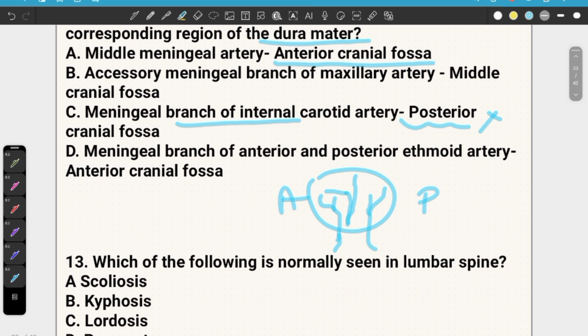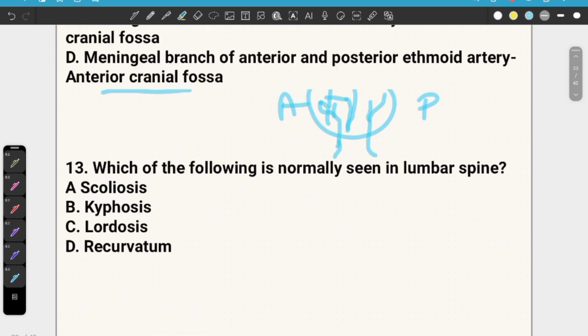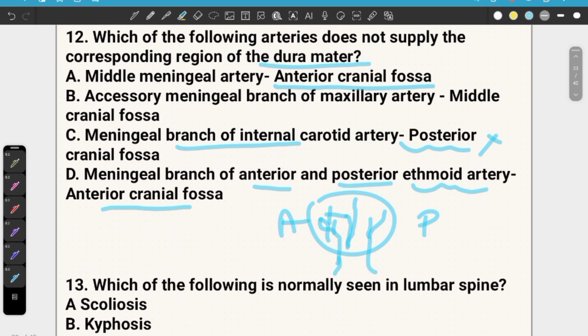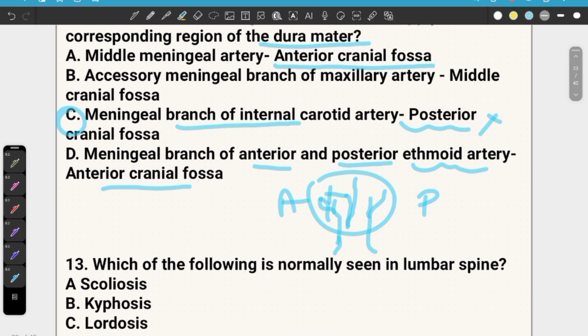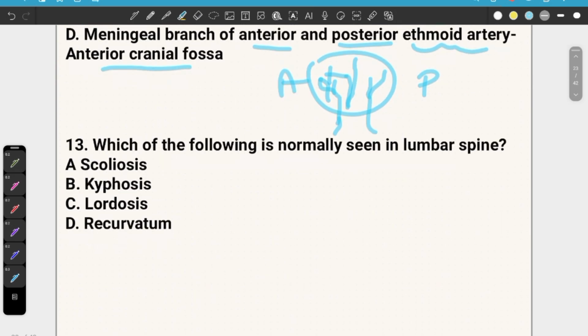Let's see the fourth option. Meningeal branch of anterior and posterior ethmoidal artery supplies the anterior cranial fossa. Yes, it can be. So, the most probable answer is option C, which is internal carotid artery is not supplying the posterior cranial fossa.